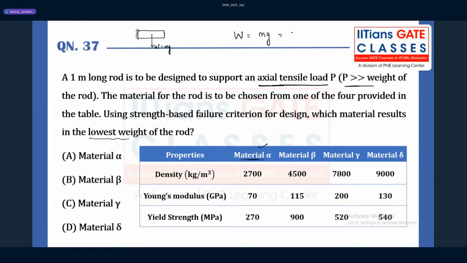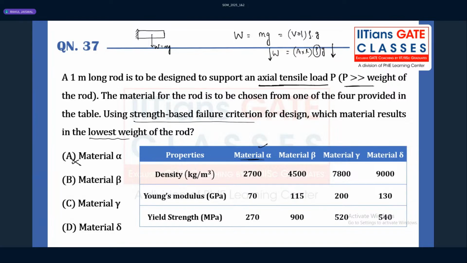Mass is given as what? Volume into density, into g. Volume is what? Area into L. So weight is A L rho g. Immediately you might be thinking that I will be taking the least density material. I will be having the lightest weight, and I will be taking option A. But it is incorrect. Because they are saying using the strength based failure criteria, we need to support an axial tensile load. If you are able to support more tensile load, it will be good for the design.